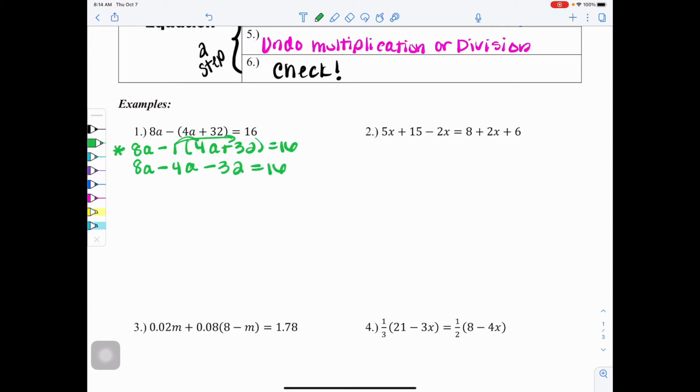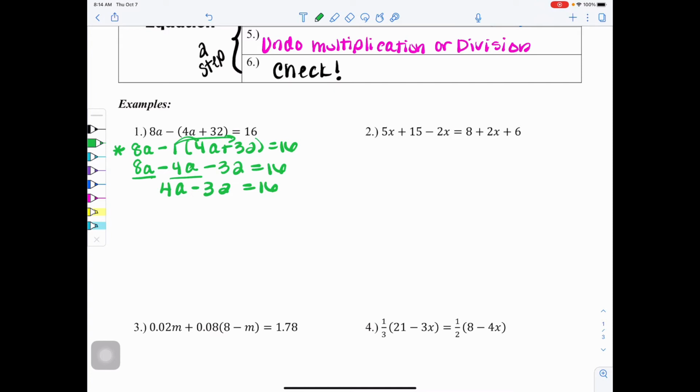So that was step 1, look for distributive property. If it's there, make sure you simplify it. Then I'm going to look for like terms on each side separately. When I look at the left-hand side, I have like terms of 8a and -4a. So that combines to 4a minus 32. On the right-hand side, I do not have any like terms to combine. Next, I look for variables on both sides. I do not have variables on both sides, so I go to the next step, to undo addition or subtraction.